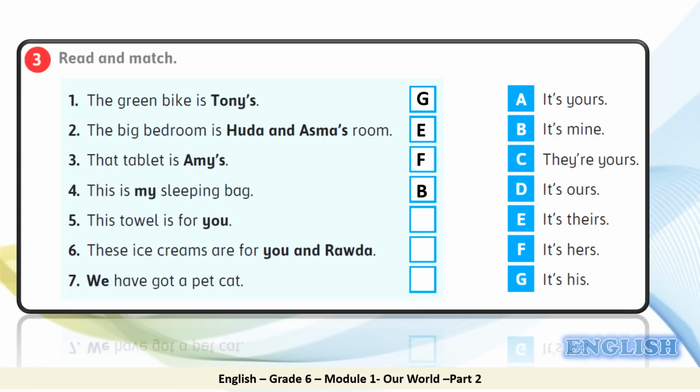Number 5. This towel is for you. The answer is A. It's yours. Next, these ice creams are for you and Radwa. So the answer is C. They are yours. The last sentence, we have got a pet cat. It's ours. Thank you and well done.